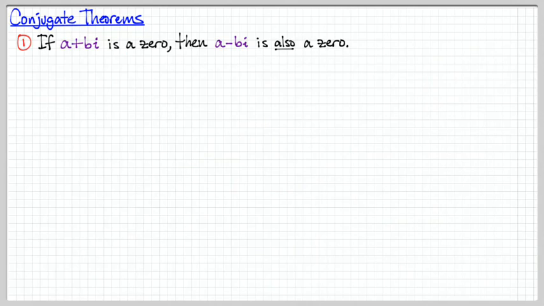Okay, the conjugate theorem states, and this is assuming all real coefficients, that if a plus bi is a 0, if we have a complex number as one of the zeros, then its conjugate, a minus bi, is also a 0. And you see the definition of a conjugate here. We have a plus bi, a minus bi. These are what's called conjugate pairs.